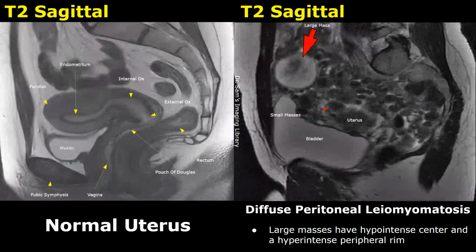This is a sagittal view showing diffuse peritoneal leiomyomatosis. We can see the large masses with a hypointense center and a hyperintense peripheral rim. And the small masses are homogeneous and hypointense.